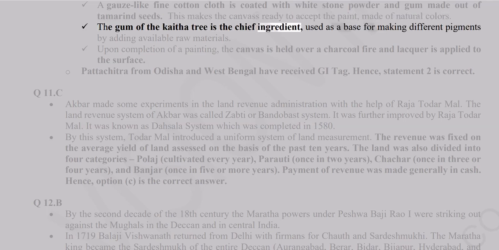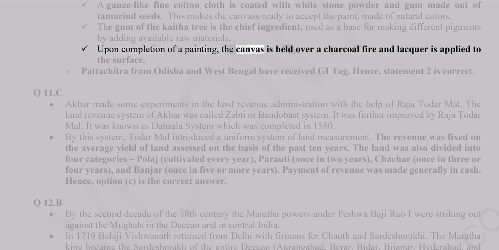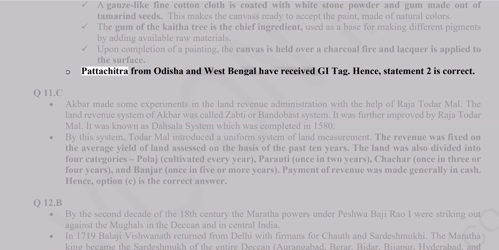The gum of the kaitha tree is the chief ingredient, used as a base for making different pigments by adding available raw materials. Upon completion of a painting, the canvas is held over a charcoal fire and lacquer is applied to the surface. Padachitra from Odisha and West Bengal have received GI tag. Hence, statement 2 is correct.